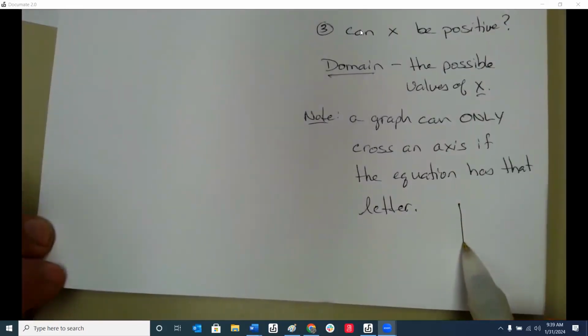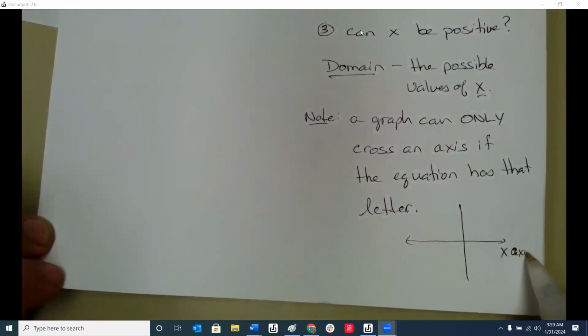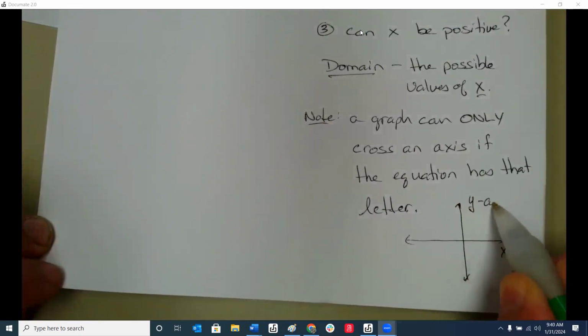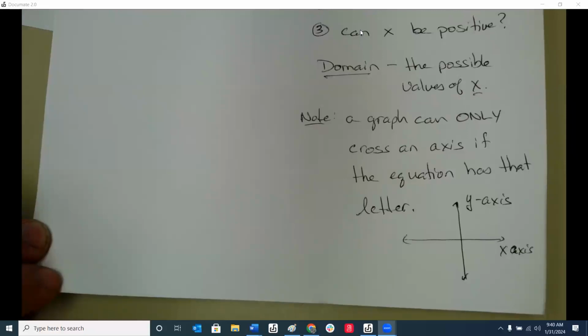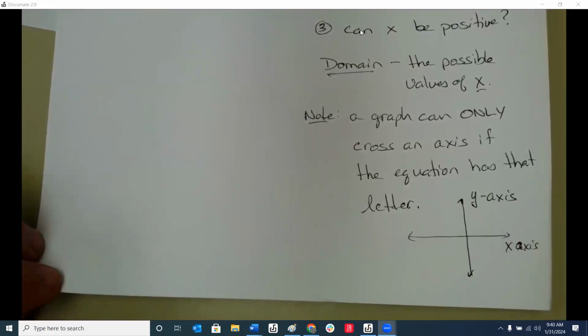Remember, our graph is made up of the x-axis and the y-axis. We talked about intercepts last time, didn't we? Yeah, so we can only have an x-intercept if the equation has an x in it. We can only cross the y-axis if there's a y in the equation.